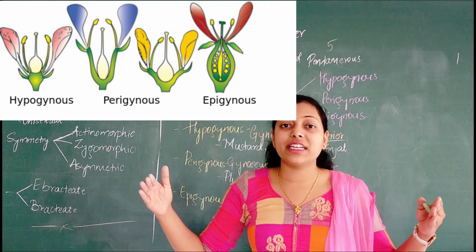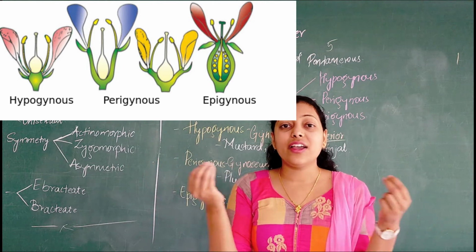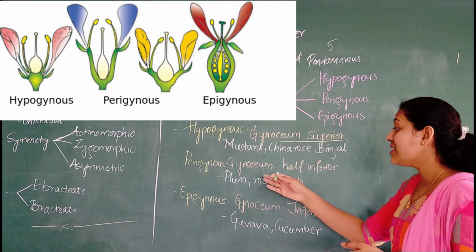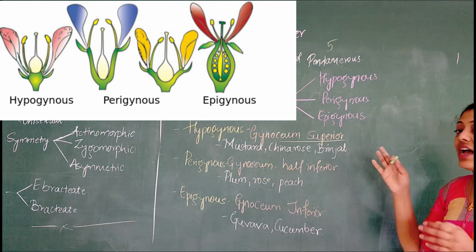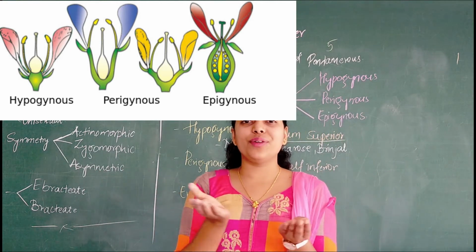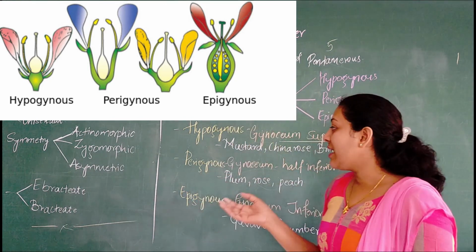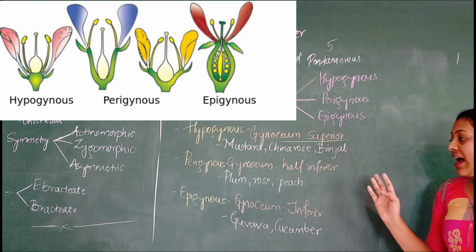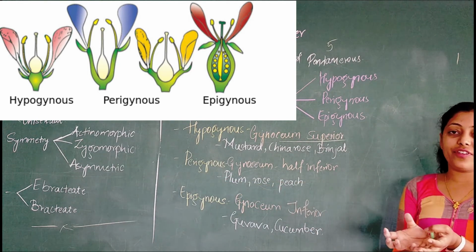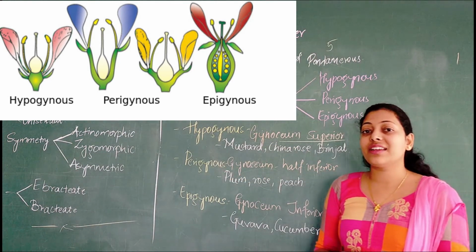It has been terminated to the end of the thalamus, and those are situated at almost equal position to the ovary in the center. So that is why we say gynoecium is half inferior. Half inferior, it is almost equal. It is not totally inferior. That's why we say gynoecium is half inferior. And for example you can take plum, rose and peach. These are all perigynous flowers. They consist of half inferior gynoecium.